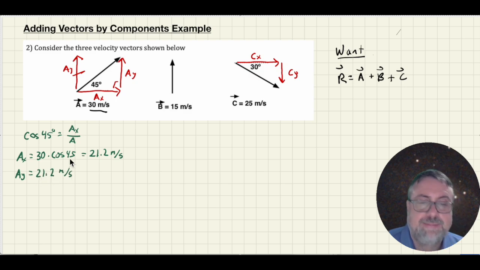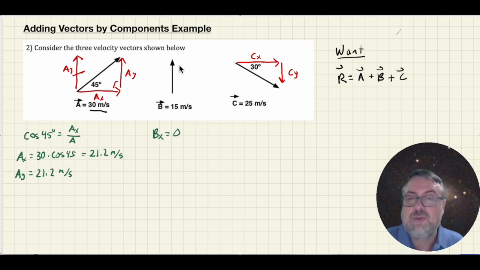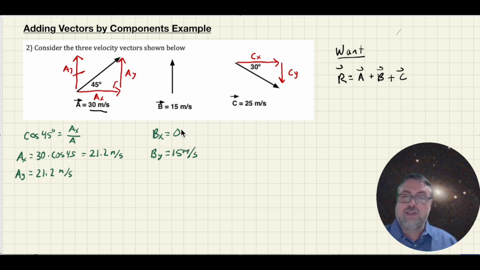Now vector B is only pointing in the y direction. So that means the x part of vector B is simply equal to 0. I do not draw a triangle if it is not pointing at an angle. The y part of vector B must be equal to 15 meters per second because it's all in the y direction. Vector C, again, I have to be careful because the y part is negative.